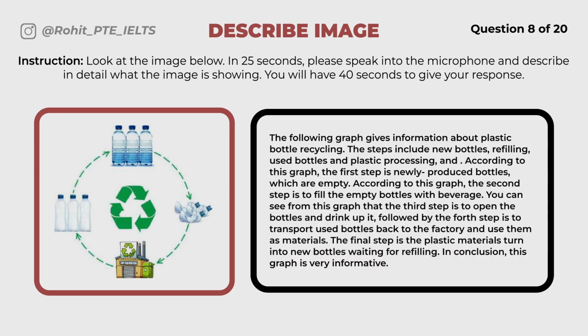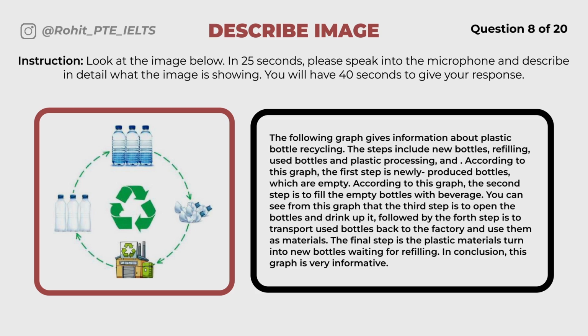The following graph gives information about plastic bottle recycling. The steps include new bottles, refilling, used bottles, and plastic processing. According to this graph, the first step is newly produced bottles, which are empty. The second step is to fill the empty bottles with beverage.